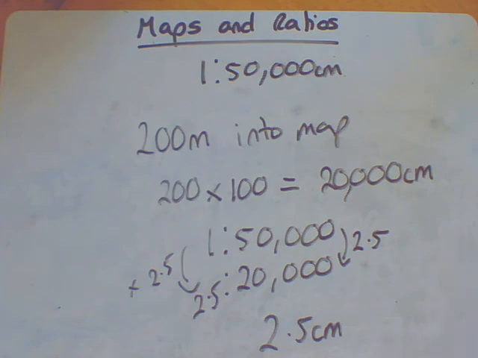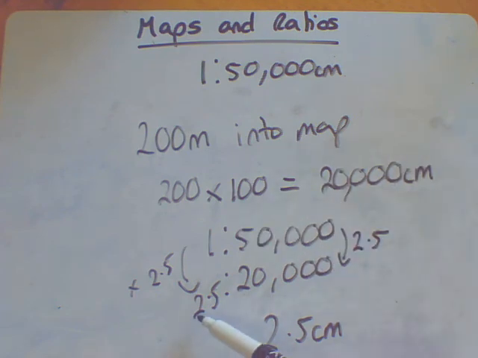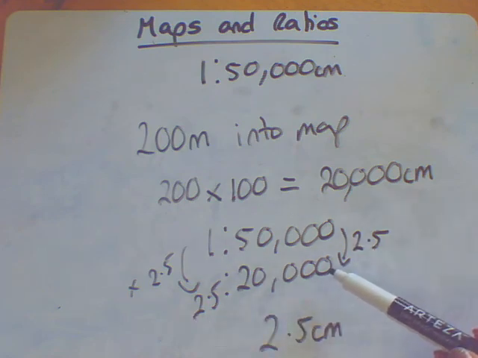Always make sure you line your ratios up properly. So if you're going from a map to the real world, you're dealing with this side first. If you're doing the real world into a map, you're dealing with this side first.